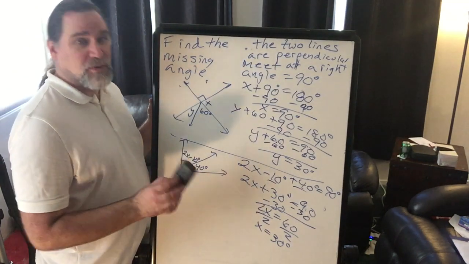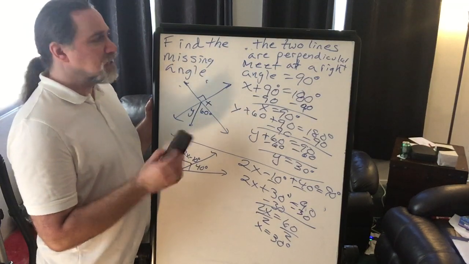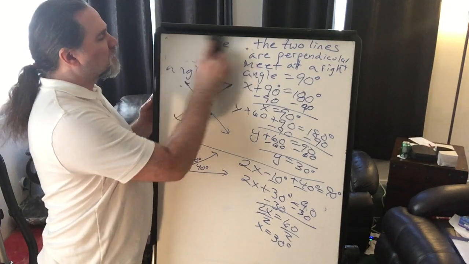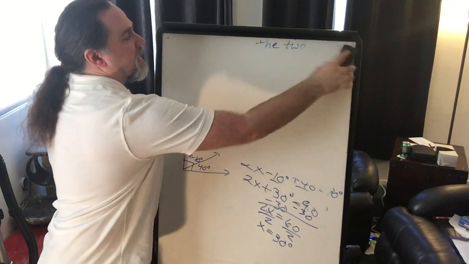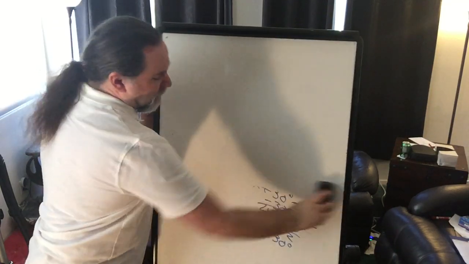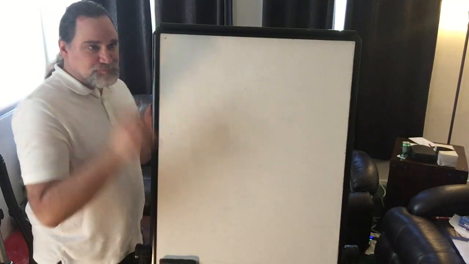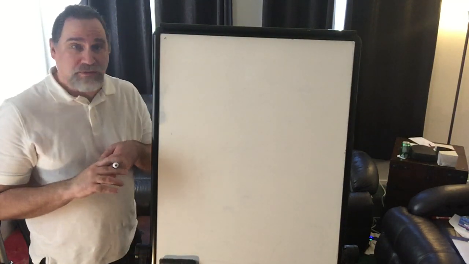But I need to erase this so I have some room to do the next problem on. And there's one more I want to go through. This is really important because one of the things that really comes out of this is how to name an angle. That's something that seems to be a little confusing.